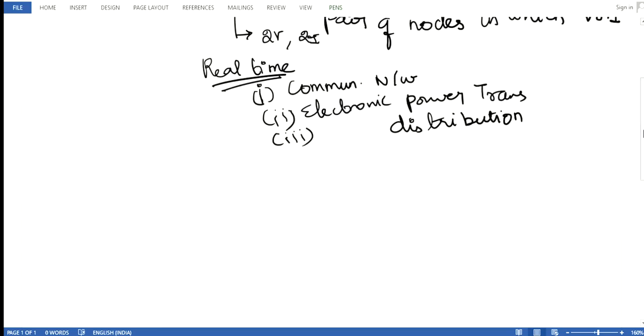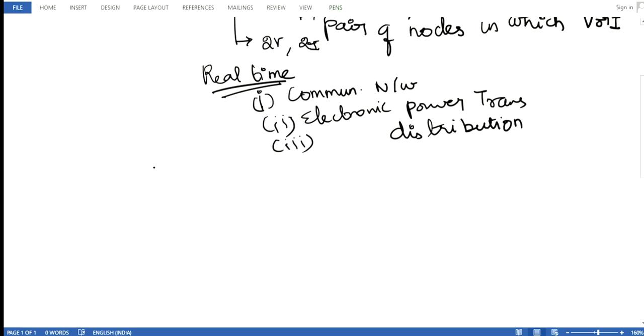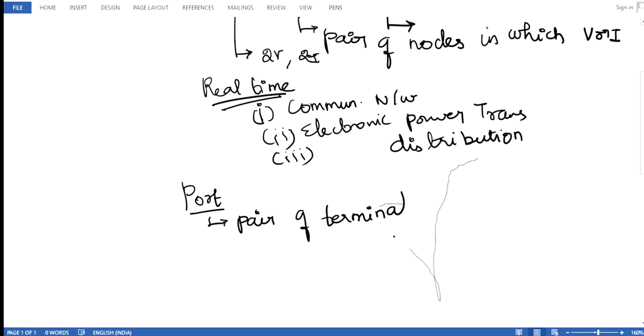Clear? So let us see the first concept, a port network. What is meant by a port? A port is nothing but a pair of terminals. So don't forget this concept. This is the main thing. If you understand this concept clearly, you will be able to understand the remaining concepts.